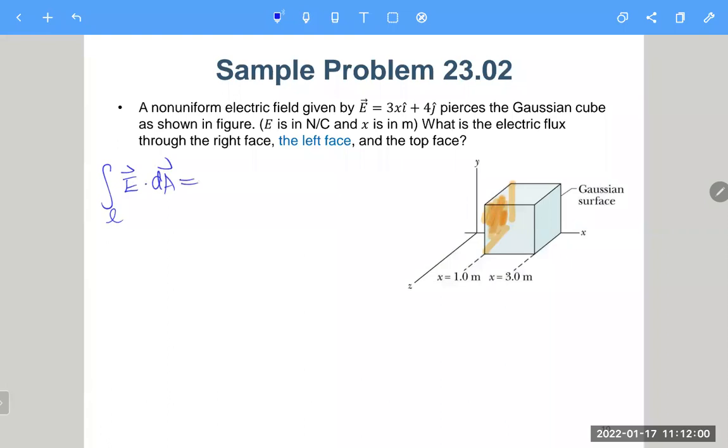Okay, so here we still have E equals 3x i hat plus 4j hat. And here dA points to the left side rather than the right side, because dA should be pointing outward from the Gaussian surface. So here dA should be negative dA times i hat. This is the negative x-axis.